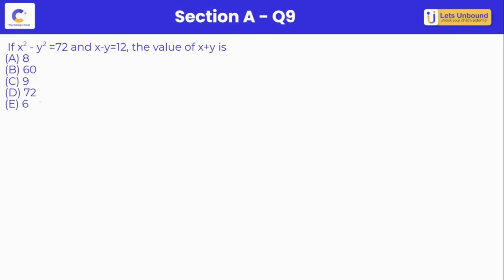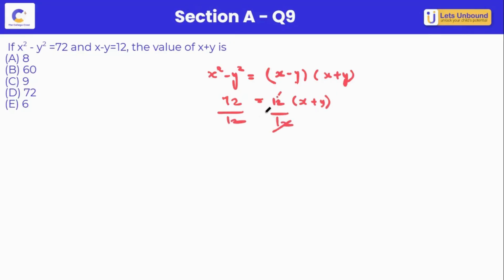And now, if x square minus y square is 72 and x minus y is 12, the value of x plus y. Whenever you see this, it might strike your mind like it's x minus y into x plus y, the algebraic identity. At many places we apply this crucial one. X square minus y square is 72, x minus y is 12, x plus y is x plus y. So you divide by 12, 12 cancelled, 1 times and 6 is equal to x plus y. Okay, so it's 6. Super simple.